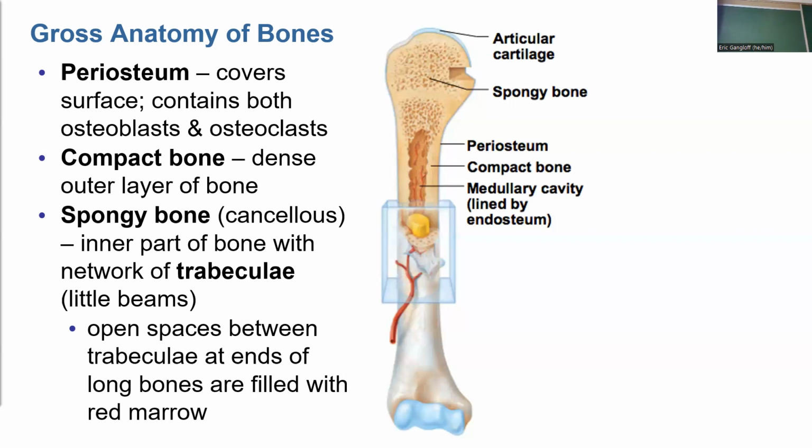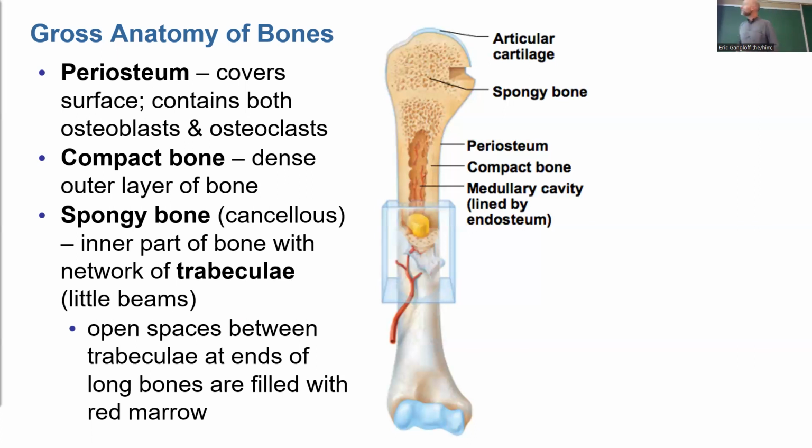Compact bone is the dense outer layer. You can see in this cutaway diagram here, it's this part of the bone here, and this side, it goes around the bone on the end there as well. I'll talk a little bit more about the structure of this bone, but what I want you to know for now is that it's the outer layer of bone, and it's very dense.